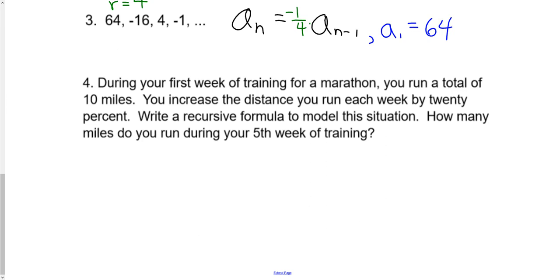Does anyone even know what 20% of 10 is? It would be 2. You're absolutely right. So in week 1, you would have run 10 miles, and then in week 2, it would have been 12 miles. But here's where it gets tricky. In week 3, now you're going to do 20% of that. So it's not always 20% of 10, so we can't just add 2 every time.